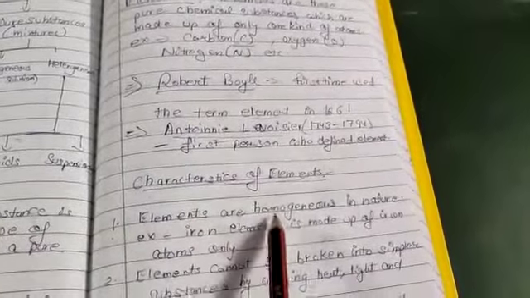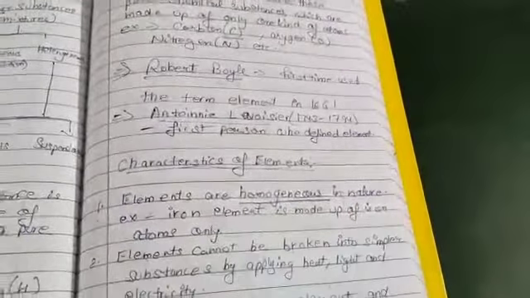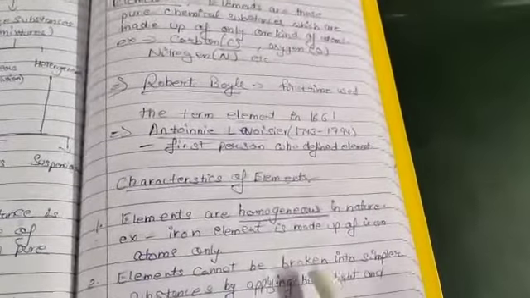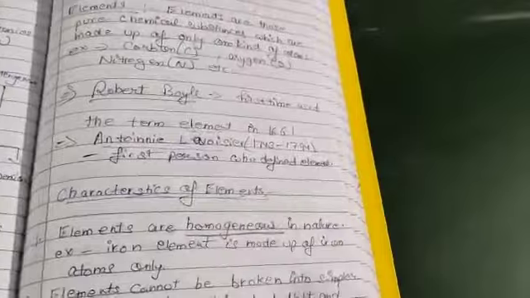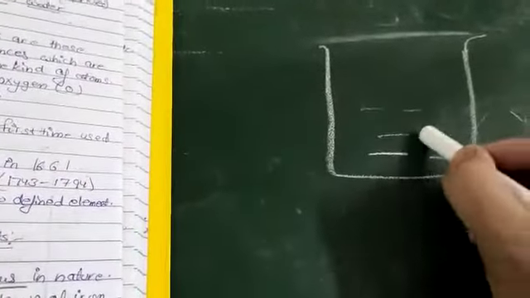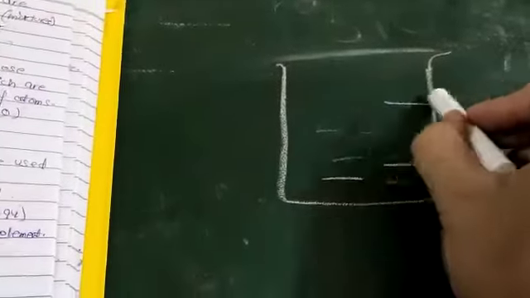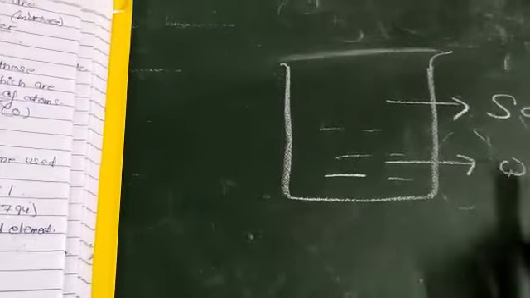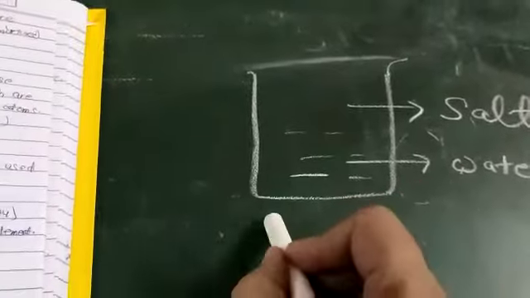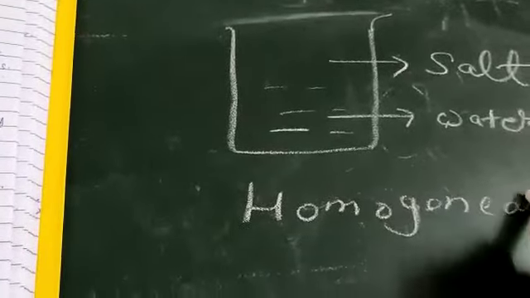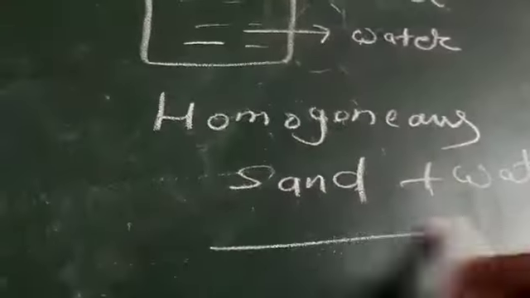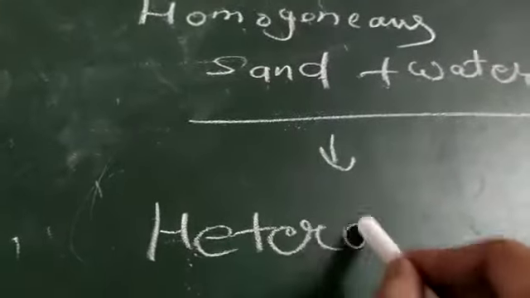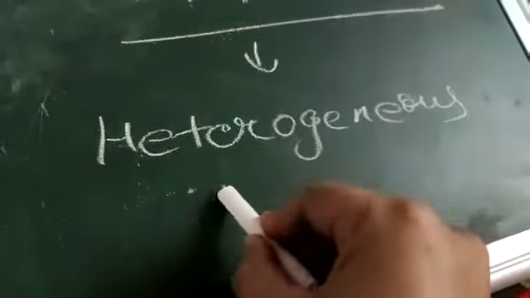Your first point is elements are homogeneous in nature. What do you mean by the word homogeneous? Homogeneous means a mixture uniformly mixed in another substance. For example, in a general way, if you have a glass of water or a beaker in which salt is mixed in water, then that mixture is known as a homogeneous mixture. If you add sand and water, then that mixture is known as a heterogeneous mixture.